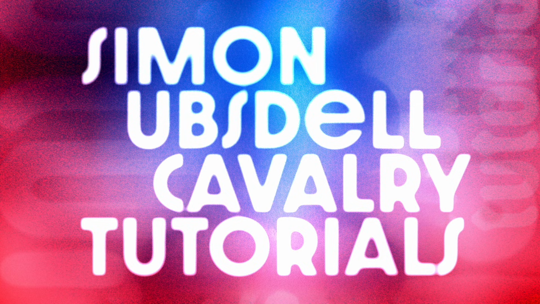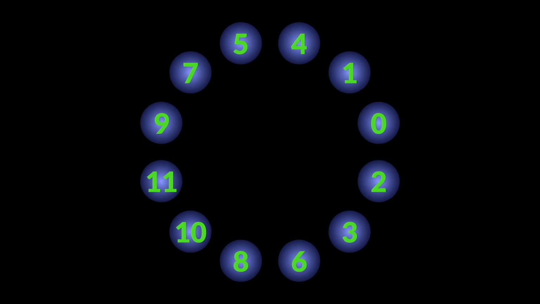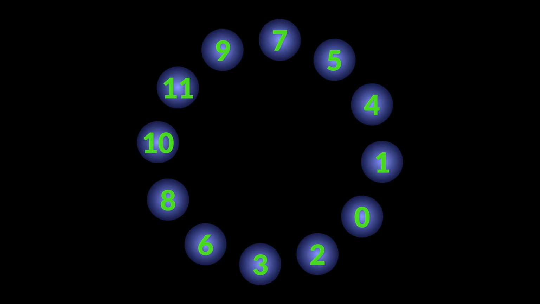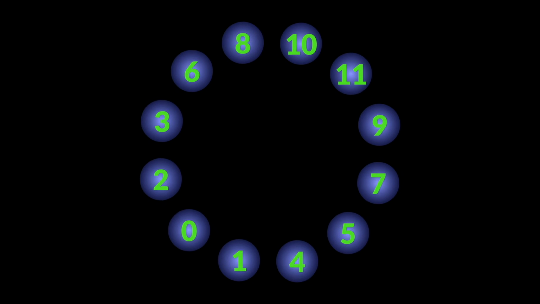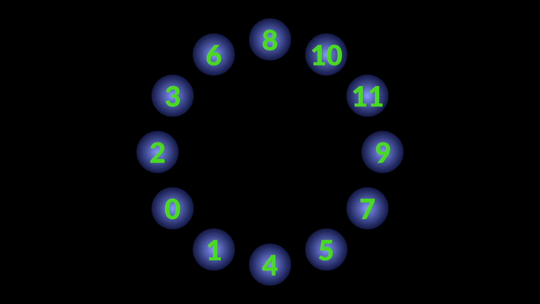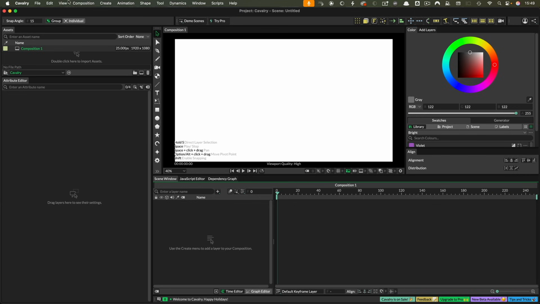Today we're going to look at how to create this indexed circle effect. You see each circle in the array has its own index number, and that's being procedurally driven. So let's take a look at how it's done, because we're going to learn some quite useful techniques along the way. Okay, so here we are in a brand new scene.